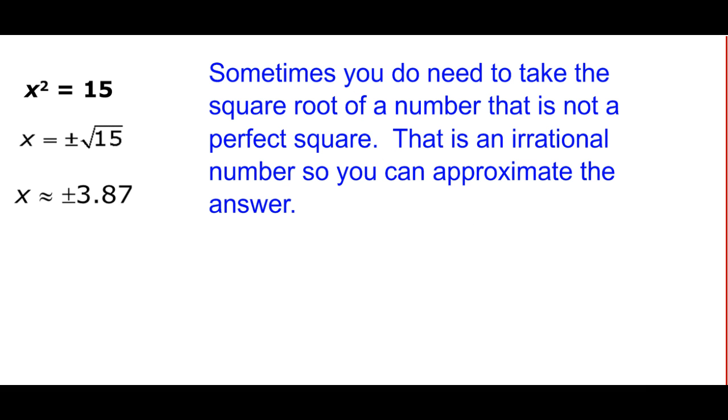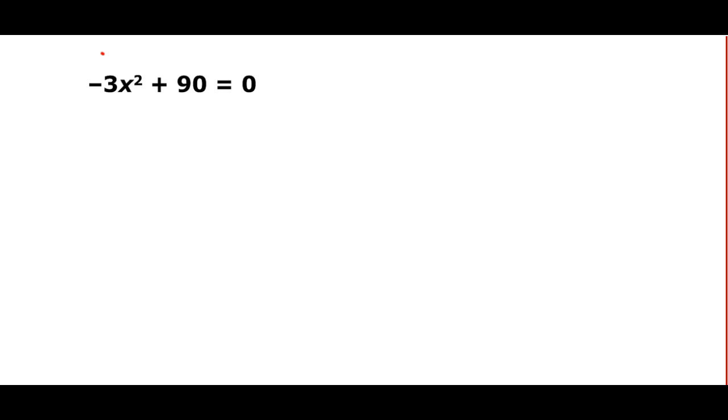Okay? Sometimes when we go to take the square root, it's not a perfect square. So we're trying to take the square root of something that's not a perfect square. In that case, we're just going to approximate it. So here we take the square root of both sides. That gives me x is equal to plus or minus radical 15. We just do that on our calculator. This is called an irrational number. So when you're trying to take the square root of something that is not a perfect square, it's irrational. So try this one.